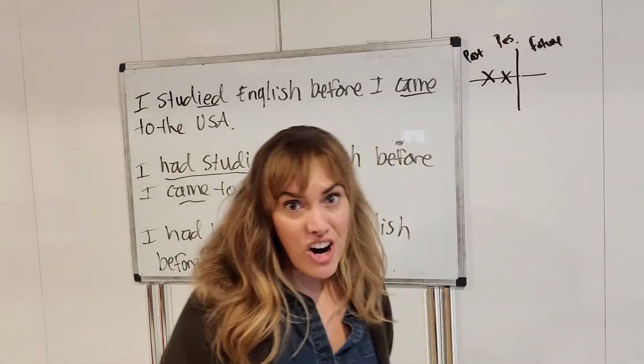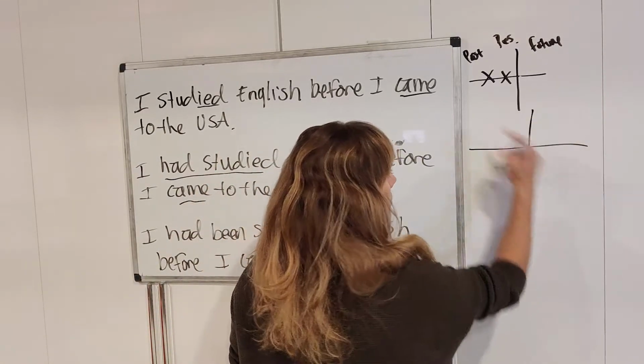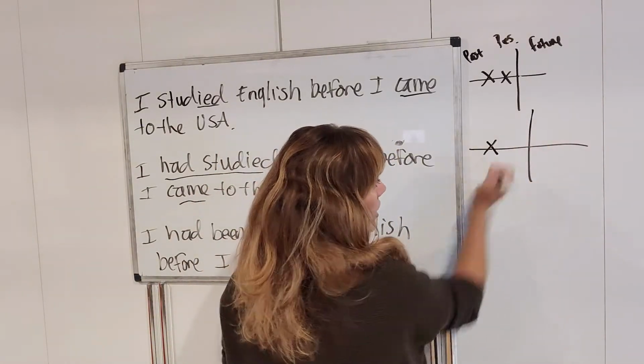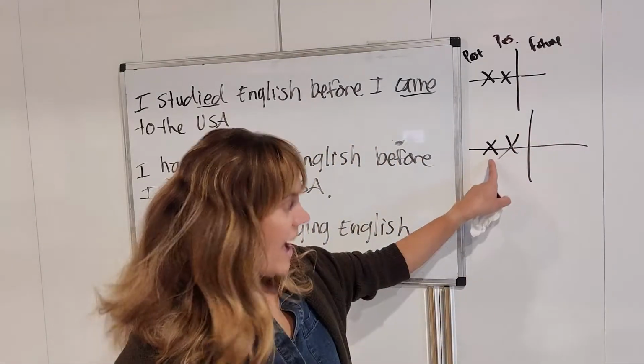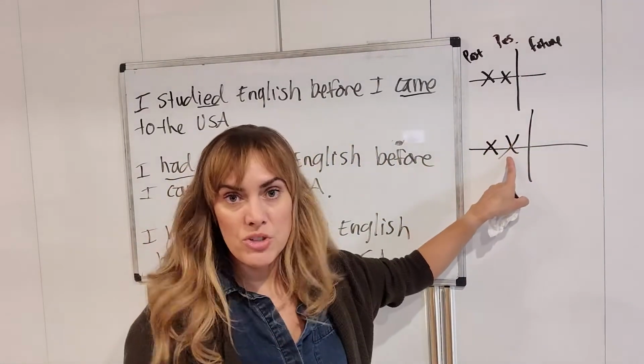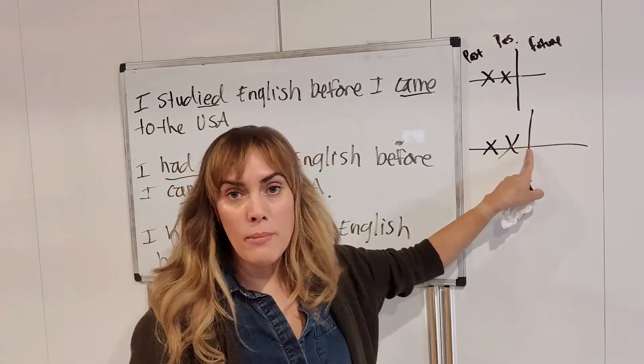So on my chart, it would look just like this. Past, present, future. We have one action happened before the other action. I had studied before I came to the United States. All this happened in the past. Here I am now in the present.